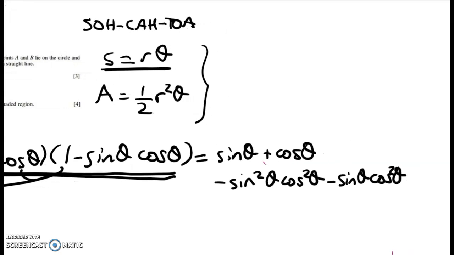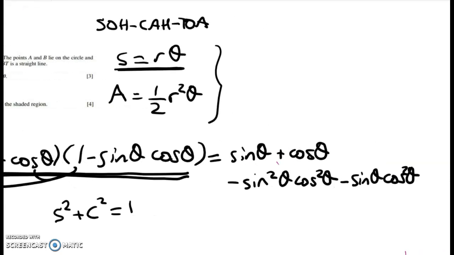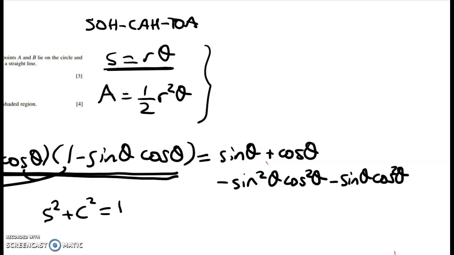So I'm looking at that now and I'm thinking, well, I need to somehow get in there sine cubed theta. There's only really one identity that we use a lot in AS, and that's the identity that says that sine squared theta plus cos squared theta is equal to 1. So if I see a cos squared theta, now something's gone wrong in there, hang on. That should not be a squared, that should just be a cos.